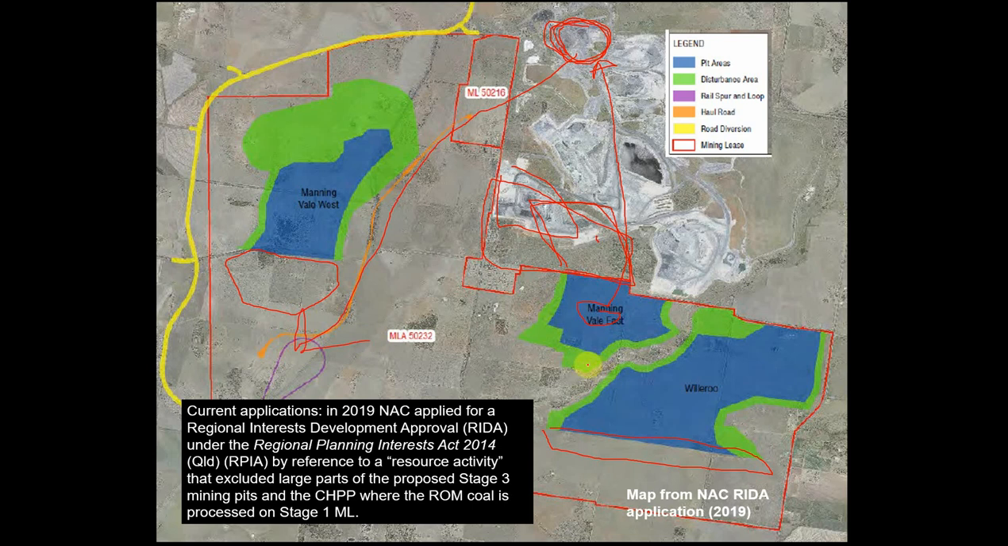So it's all interrelated. And this stage three of this mine isn't just these three pits sitting in a void with nothing else around them. It's actually got all these other things. But the mining company is using a strategy of breaking its application up to try and reduce the impacts that are assessed at each stage.